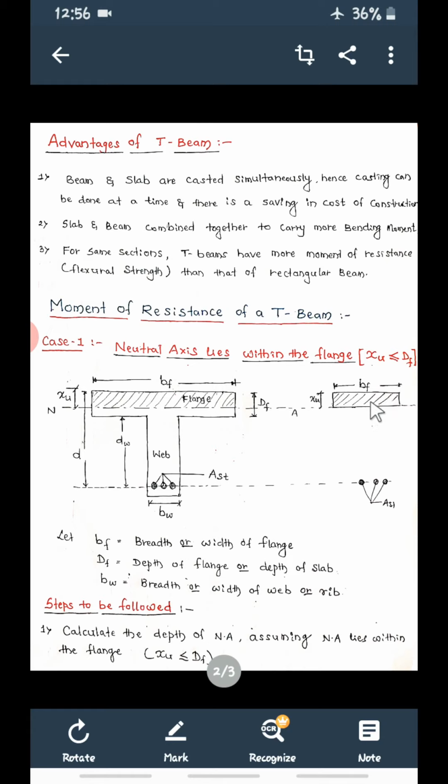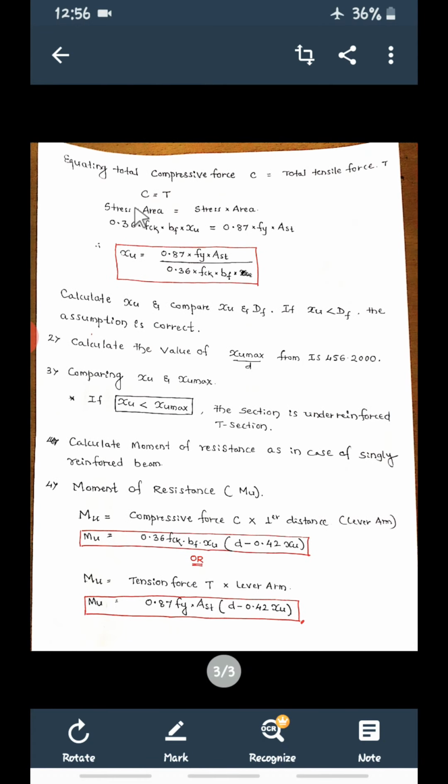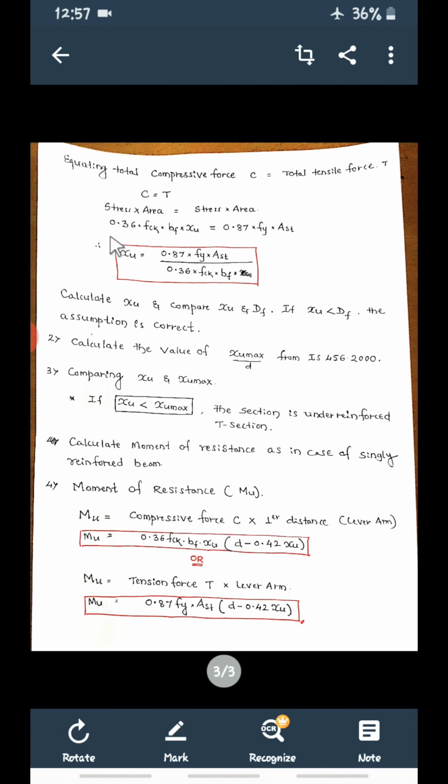What is the total force in this? What do you mean by force? Force is equal to stress into area. This is concrete, so force is equal to stress into area. Again, tensile force is equal to stress into area. So this is C, this is T. Then what is the stress in this compression zone? Stress is 0.36 FCK.